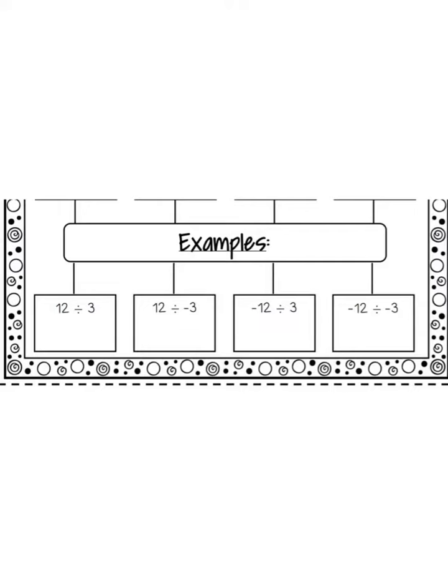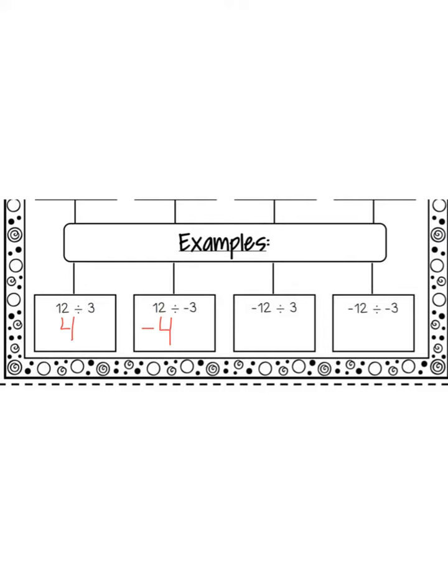Let's take a look at some examples. The first one, 12 divided by 3. They are both positive, so I know my answer is going to be positive, and 12 divided by 3 is 4. Now let's look at our second one. There's an odd number of negatives, so it's a positive divided by a negative, and in that case, the answer should be negative. And 12 divided by 3 is 4, so the answer is negative 4.